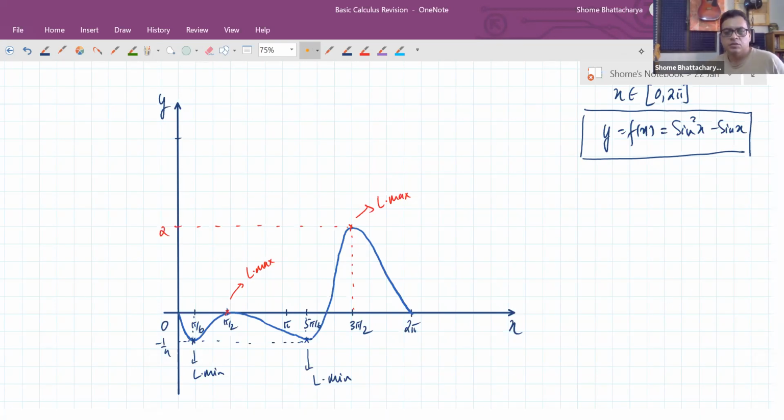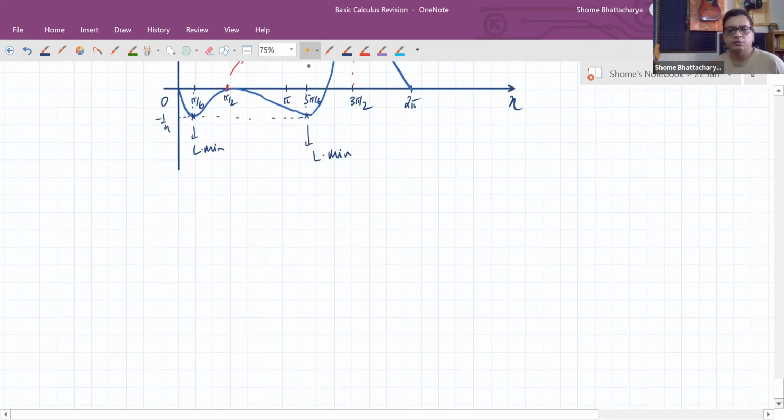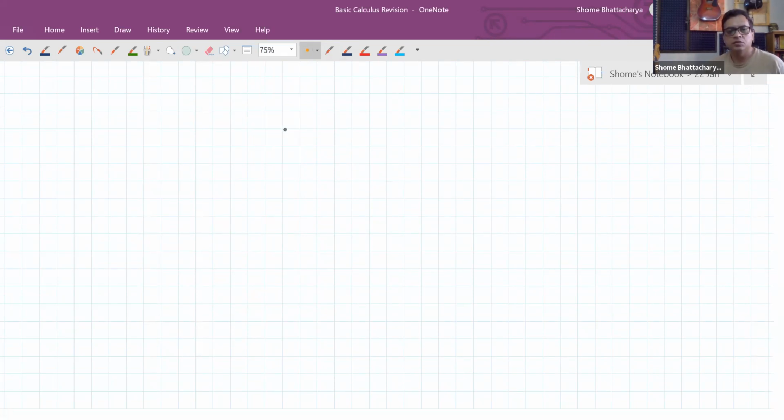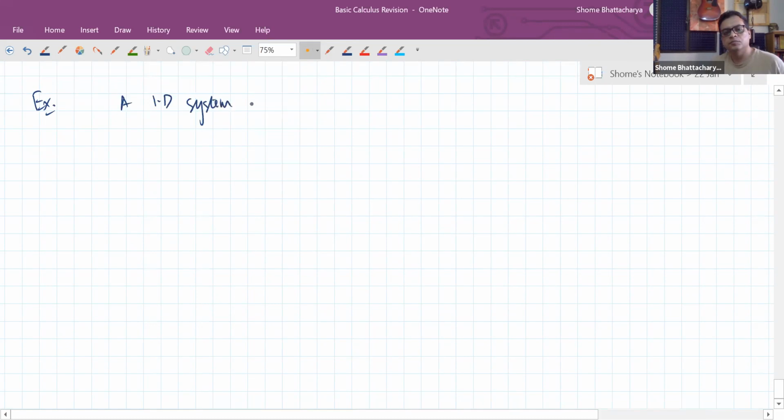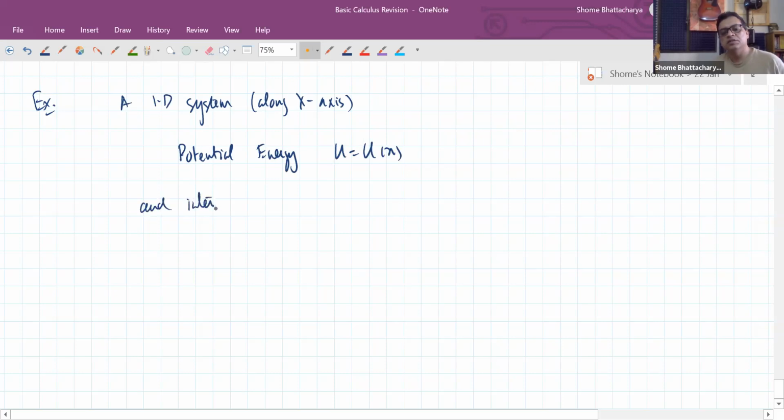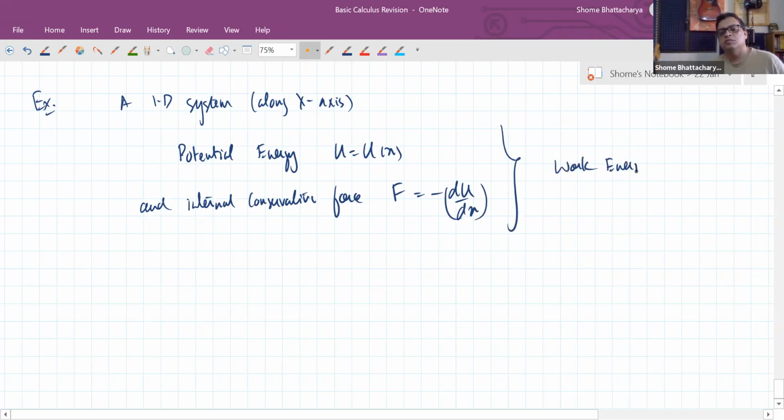Now let's also understand a more common type of application in physics where we use the local maxima minima concept. So we know the relationship between force and potential energy, the internal conservative force and potential energy. So if we have a one-dimensional system along the x-axis, our potential energy becomes a function of x in that, and the internal conservative force F is equal to minus du by dx. So this is a concept that you would be familiar with from work energy and the work energy theorem. So let's look at an example based on this.